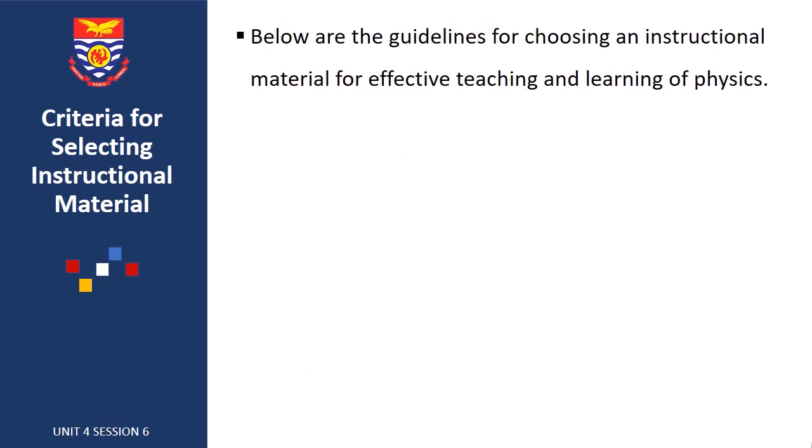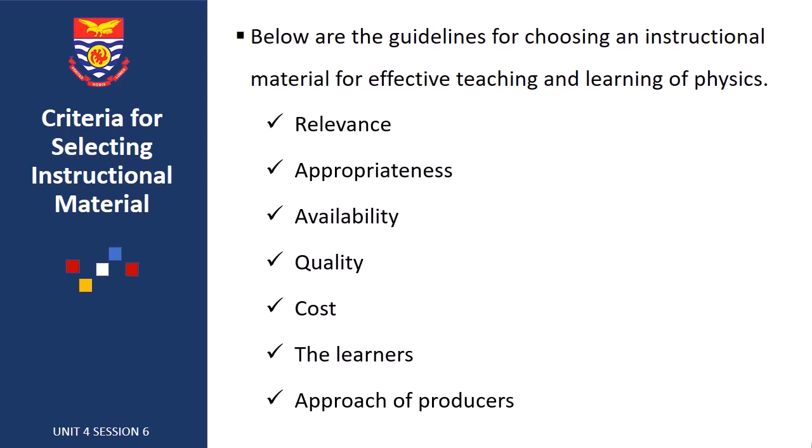So below are the guidelines for choosing an instructional material for effective teaching and learning. So in order for effective teaching of physics to occur, you must ensure that your instructional aid meets the following criteria. And the criteria that your instructional aid must meet include relevance, appropriateness, availability, quality, cost, the learners, as well as approach of producers. Now let's look at these criteria in detail.